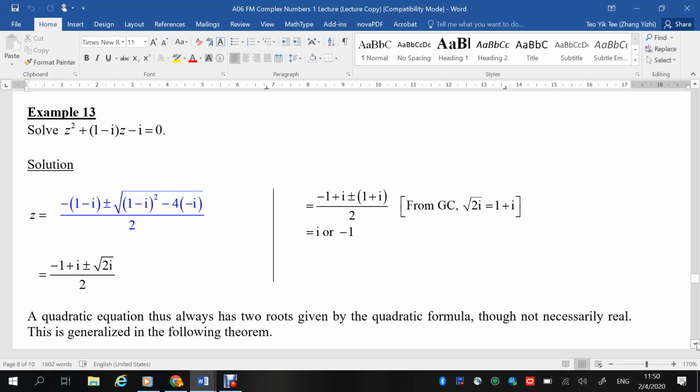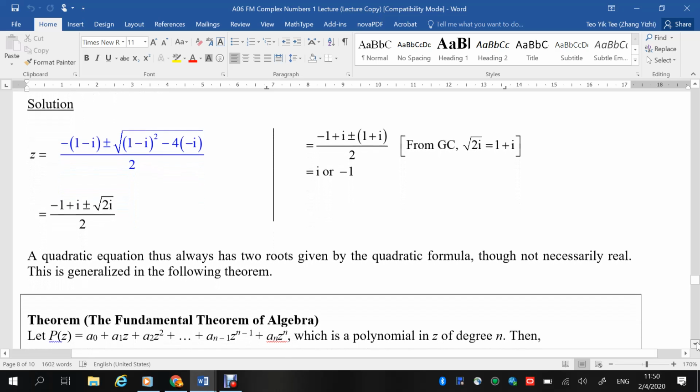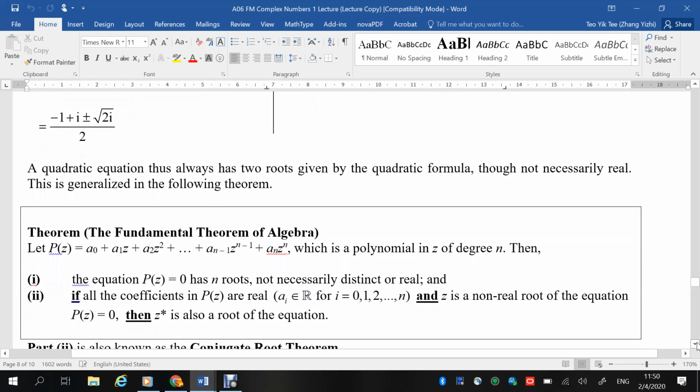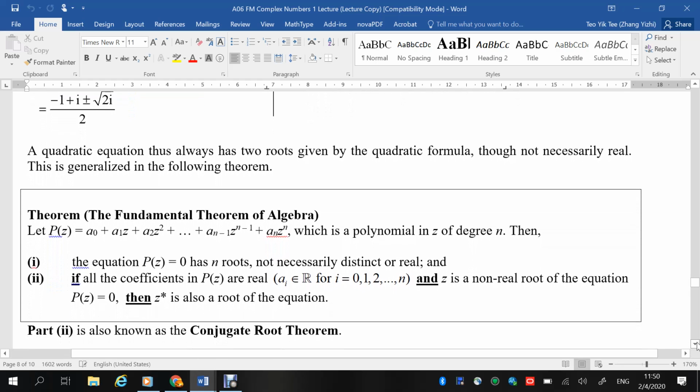Okay? So now, let me introduce to you one of the most important theorems in complex numbers. This is what we call the conjugate root theorem. What your conjugate root theorem says, please box this up, asterisk, highlight this box. This is a very, very important concept. Your conjugate root theorem says that if all the coefficients of your polynomial are real, don't talk too complicated first.